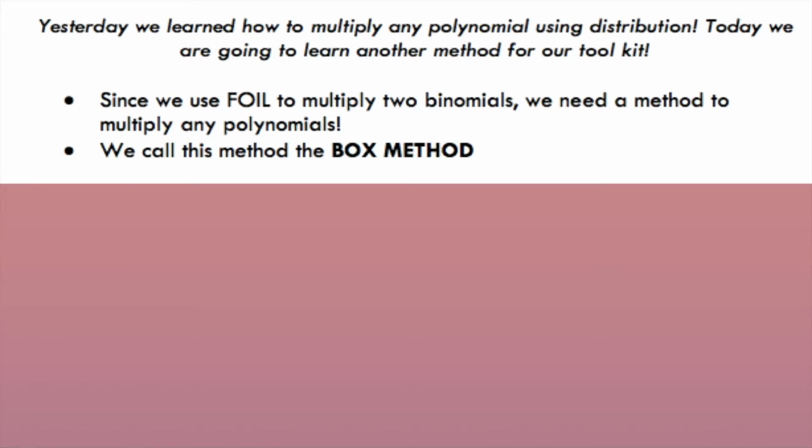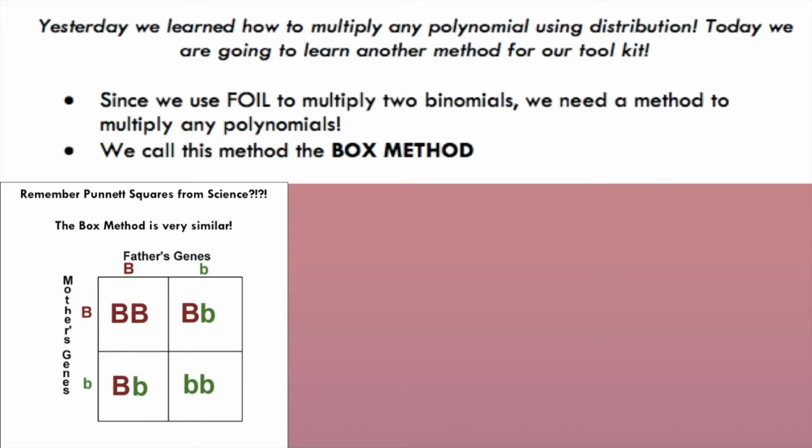Before we learn it, I just want to say that it's similar to how we do Punnett squares in science, where you have something on top to represent the father's genes and the mother's genes, and then you multiply, basically. You're writing them together in the boxes. So you'll see it's a very similar process, and it actually makes our lives a lot easier because we're breaking down each of the polynomials.